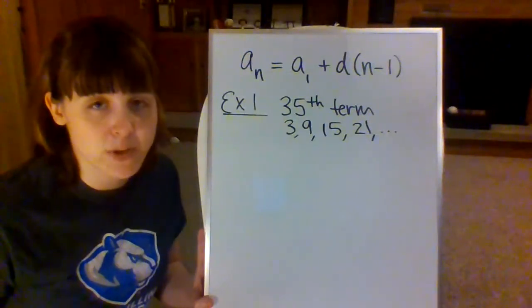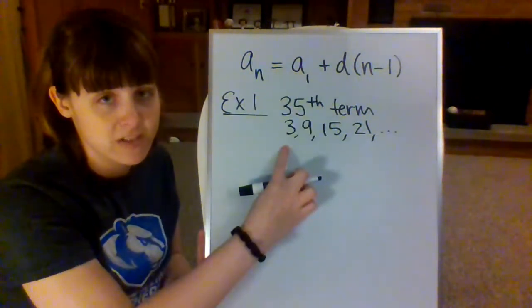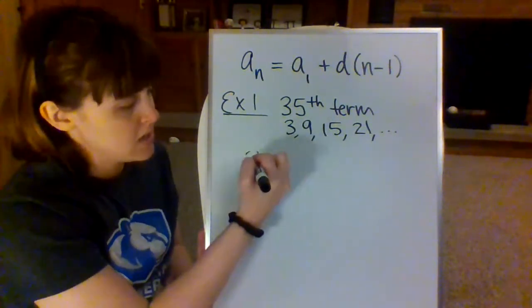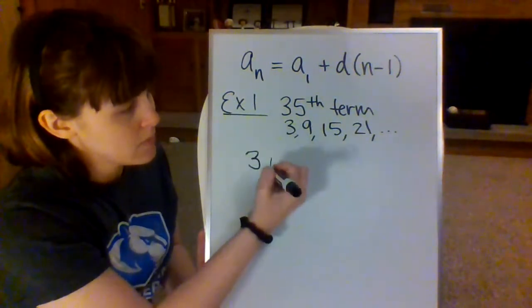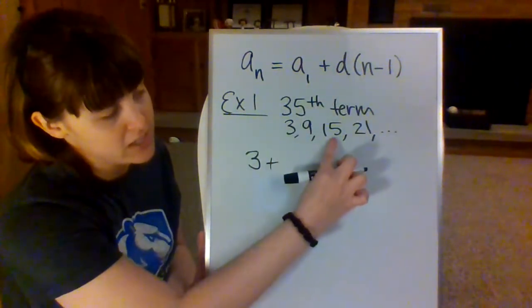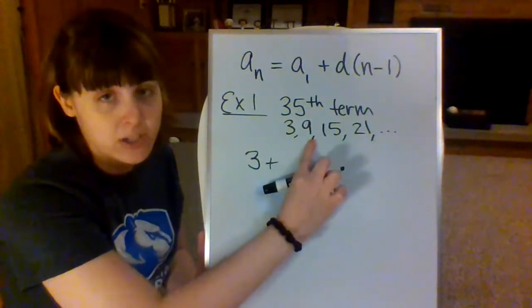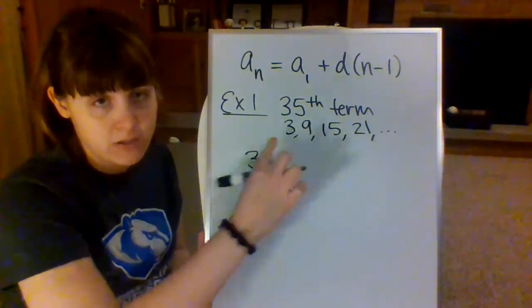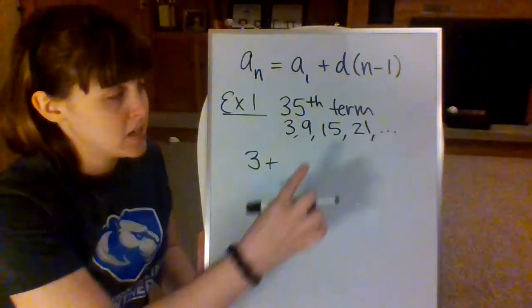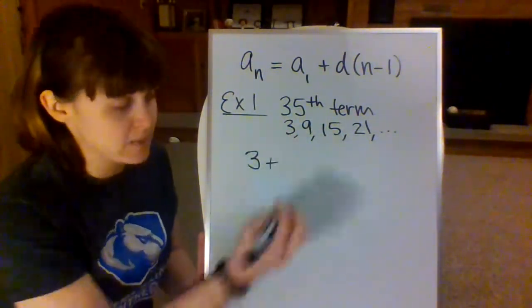First of all, in this formula, we're going to need A1. So what's the first number in this list? 3. Plus the difference. So what are you doing each time to get the next number? If you're not sure, you can always take the second number minus the first number, and that'll tell you the difference. Or if you can just see it, I know that we're adding 6 each time.